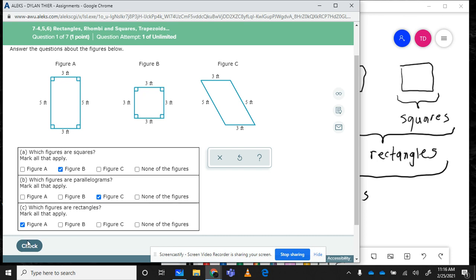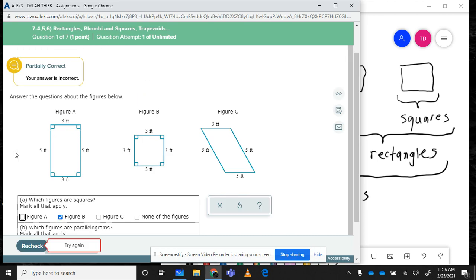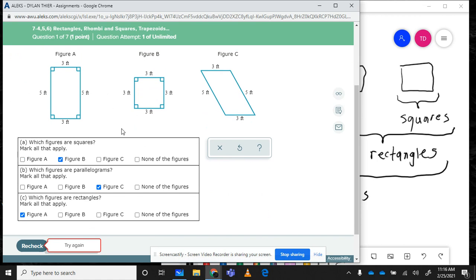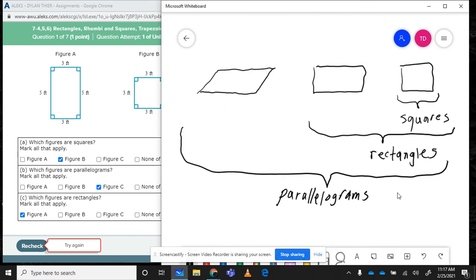So if you were to go through like this and check it, you would unfortunately find out that that is not totally correct. So even though we've identified correctly which shape looks like which, this does look like a square, this does look like a parallelogram, and this one does look like a rectangle. There's kind of a nested idea here.